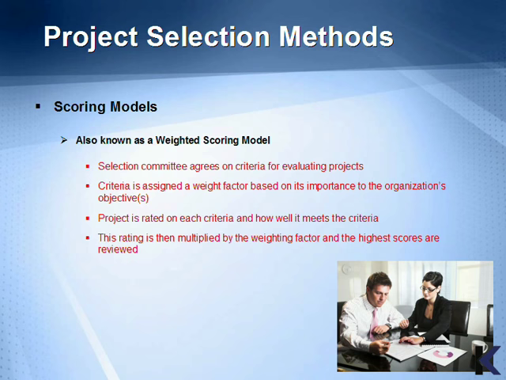As we discussed earlier, companies use benefit measurement models to compare different projects against criteria that they believe are important for meeting a company's strategic objectives. In a scoring model, also known as a weighted scoring model, criteria is identified, weighted based on its importance, and then the projects are rated against each of these criteria. Multiplied by the weighting factor, this helps to clearly identify the projects that best meet a company's strategic goals.